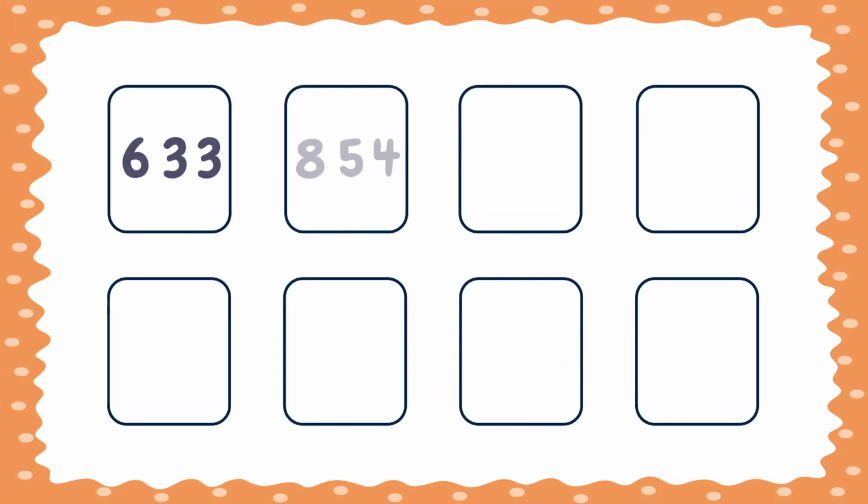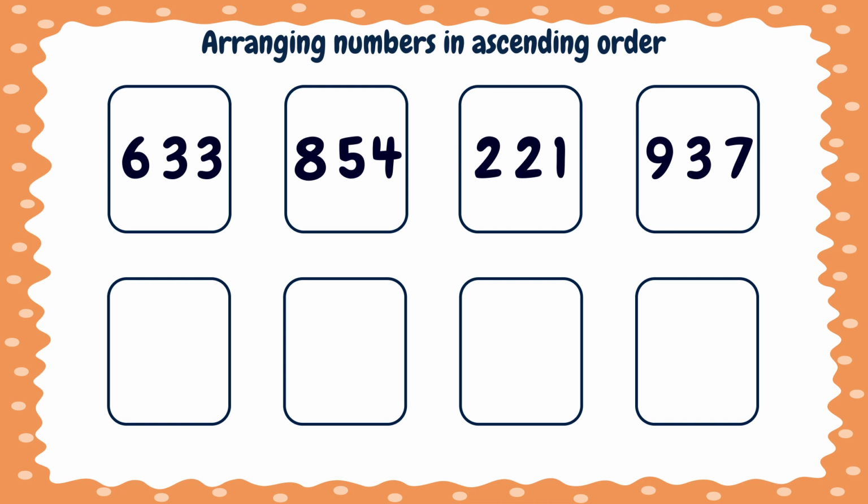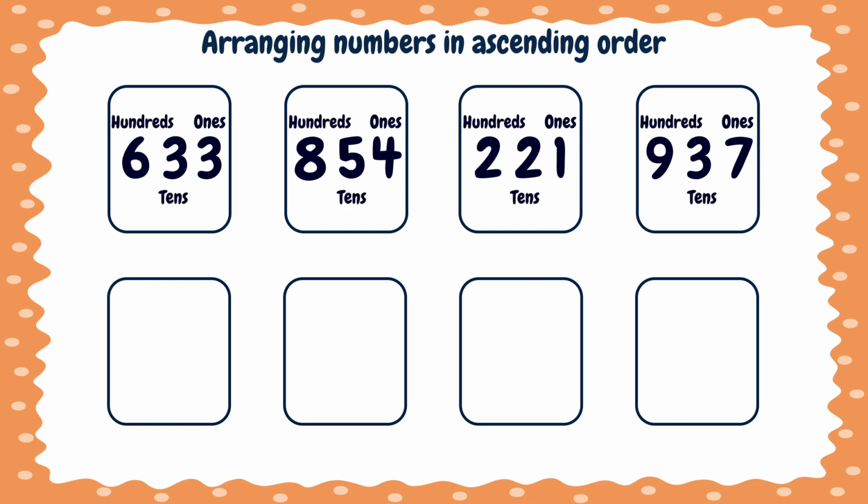Now, look at these numbers on the cards. They are made up of 3 place values. How do we arrange them in ascending order? The first step is to determine the ones place, tens, and hundreds. The second step is to compare the numbers in the hundreds place. Here we have the number 6. Here is 8. Here is 2. And here is 9.